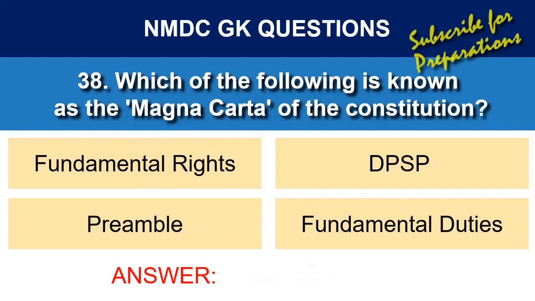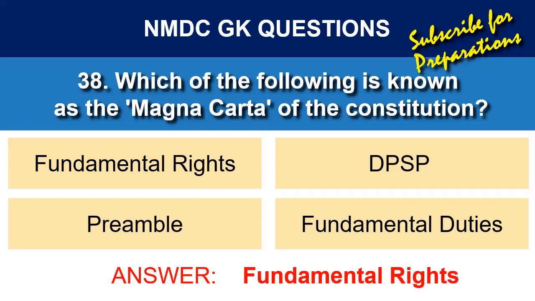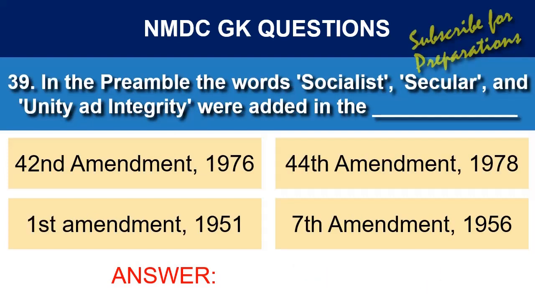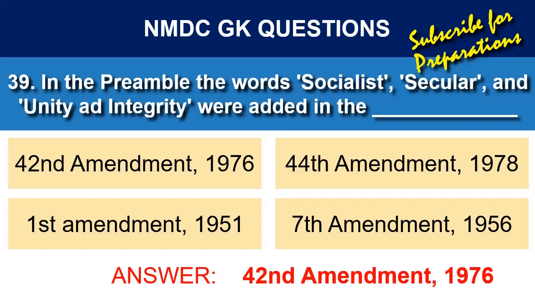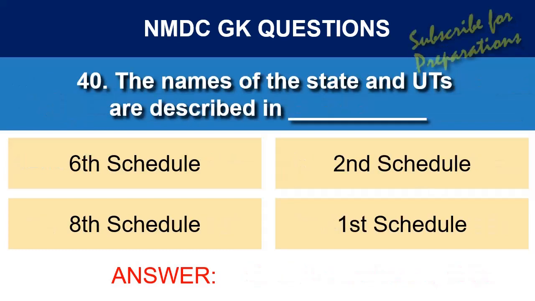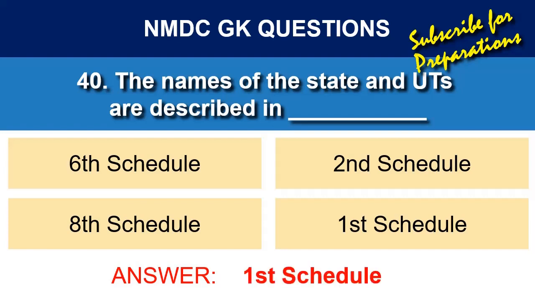Which of the following is known as the Magna Carta of the Constitution? Fundamental rights. In the preamble, the words socialist, secular, and unity and integrity were added in the 42nd Amendment, 1976. The names of the state and union territories are described in first schedule.